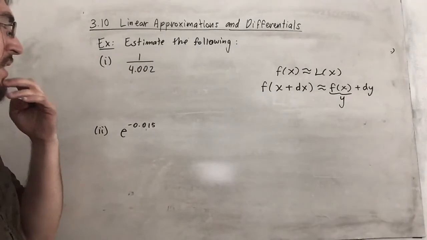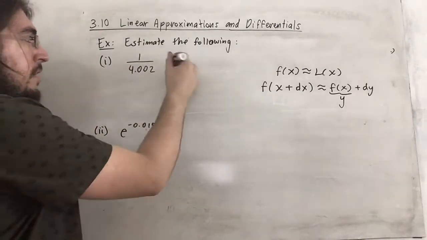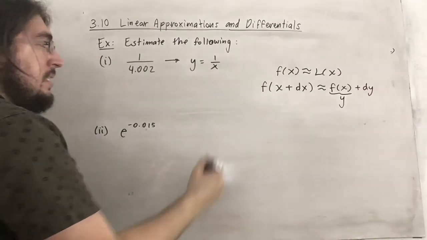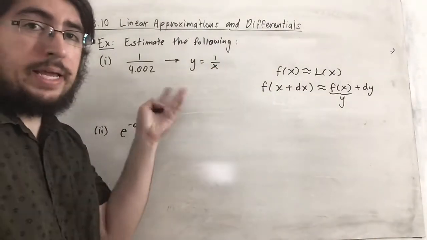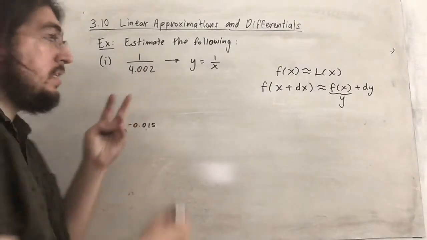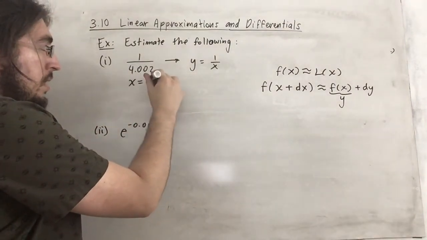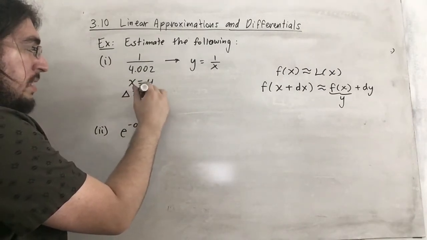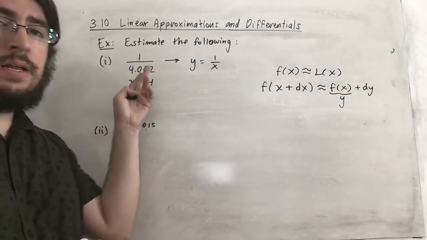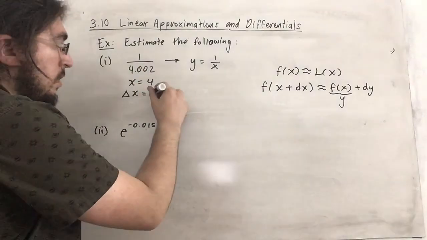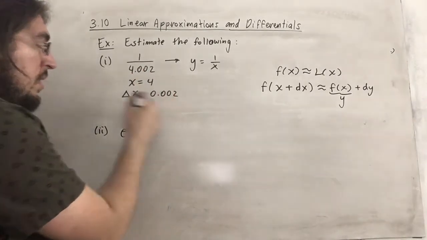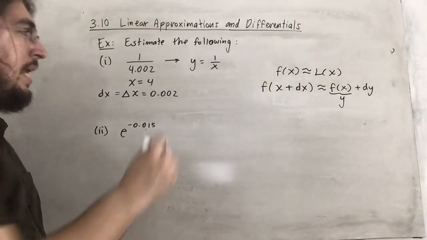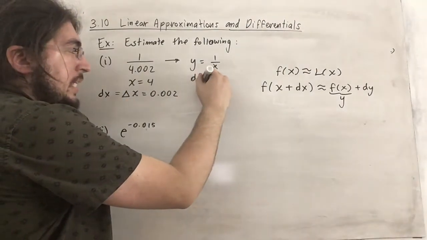But anyways, let's see if we can get a handle on this. So here, our f of x function is going to be y, and it's going to be 1 over x. The x value that we want to plug in is the number close to this, which is 4. So in the language of differentials, x will be 4. Delta x will be the difference between what we're plugging in versus what we want to plug in. So it's actually 0.002, and we also know this is the same as dx. Perfect. Now, what's dy over dx?